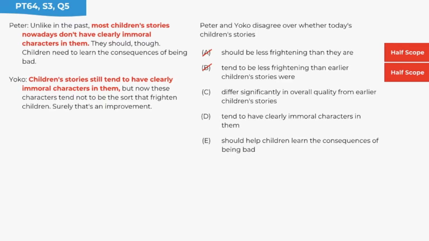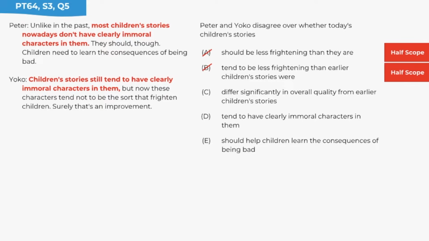Answer choice C says, differ significantly in overall quality from earlier children's stories. So Peter is saying, unlike in the past, most children's stories nowadays don't have clearly immoral characters in them. They should, though, right? So if Peter is suggesting that they don't have something that they should, that would suggest that Peter would agree that they differ significantly in overall quality from earlier children's stories because they don't have something that they should. And then Yoko would also agree with this statement.